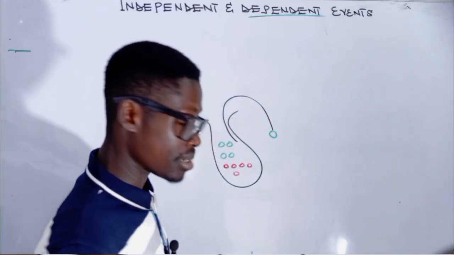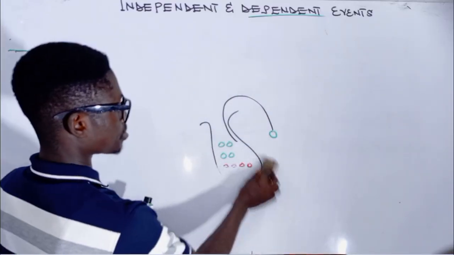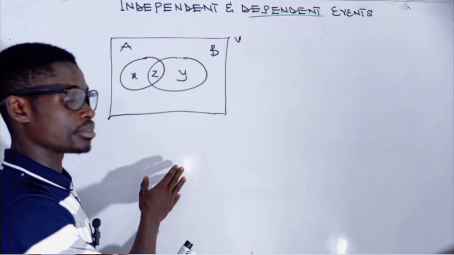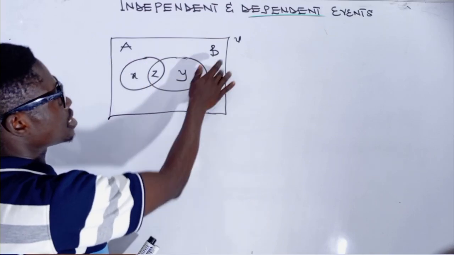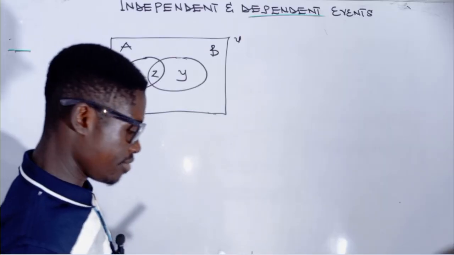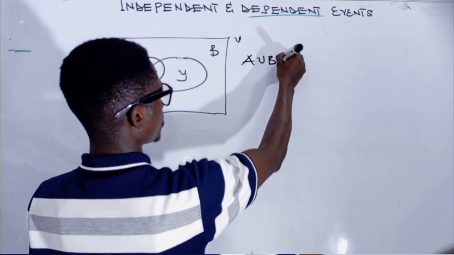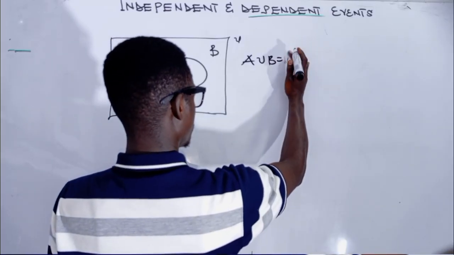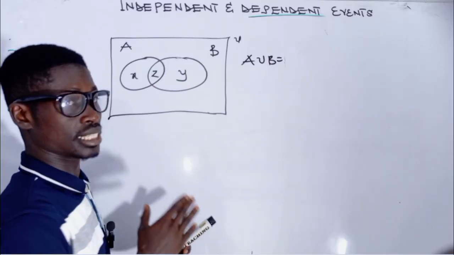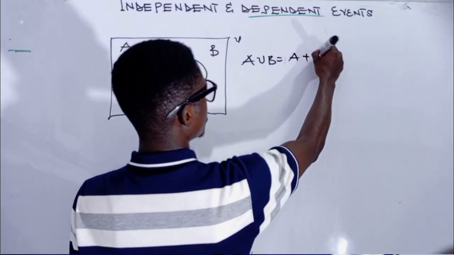So how do we find the probability of a dependent event? Let's consider this diagram on the board. We have our set A and set B, and these two sets are intersecting, so we have an intersection. Now if we are asked to find A union B, that means you put the elements in set A and set B together.